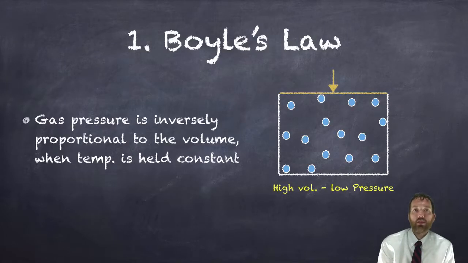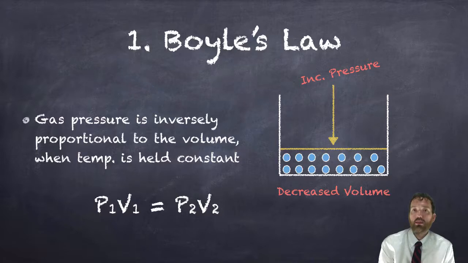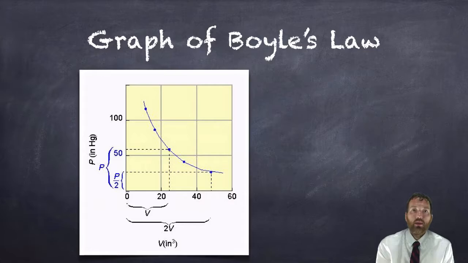So our first gas law is called Boyle's law. It says that gas pressure is inversely proportional to the volume when temperature is held constant. We've already learned this, that pressure and volume are inversely related to one another. When the volume is high, the pressure is low. But if we decrease the volume, we increase the pressure. Now mathematically it looks like this: P1 times V1, our initial pressure times our initial volume, is equal to our new pressure, P2, times our new volume.